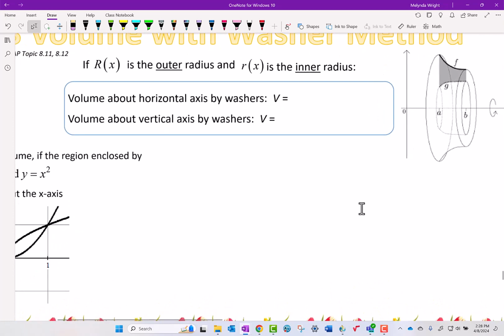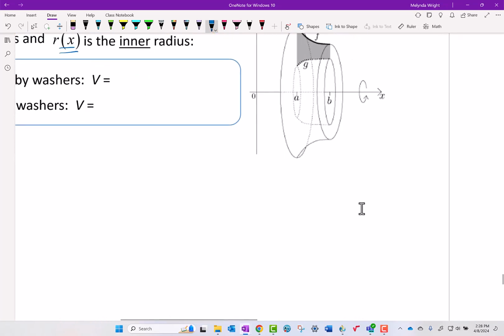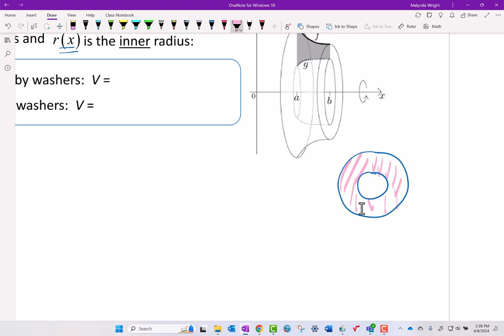So what we do is we take big R of x, that's the outer radius, and little r of x is the inner radius. So if I were to draw, so let's just do a for instance. So let's say this is the figure that, this is a cross section, this is a disk. So if we look at this, we see that from the center to the outside, this would be like big R. Okay, that would be the big radius.